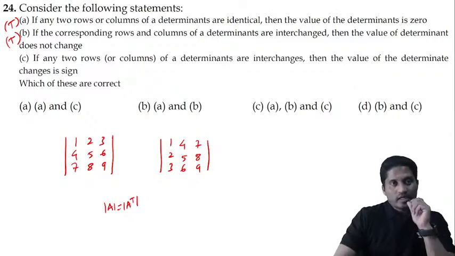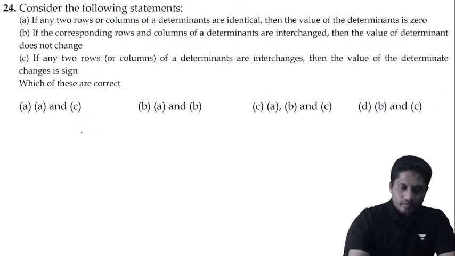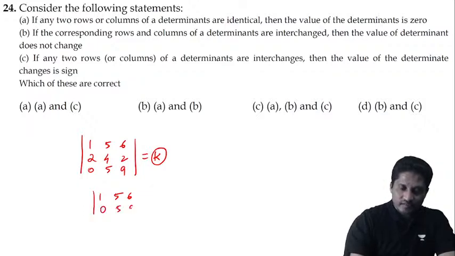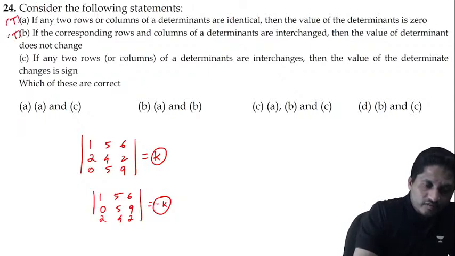Third option: if any two rows or columns of a determinant are interchanged, then the value of the determinant changes its sign. That is correct. Let's say you have a determinant with rows 1, 5, 6 and 2, 4, 2 and 0, 5, 9, and you get some value, say k, some scalar. If you interchange any two rows, the sign will change. Instead of plus k, you get minus k. If it is minus k, then it becomes plus k. So this is true, even this is true.